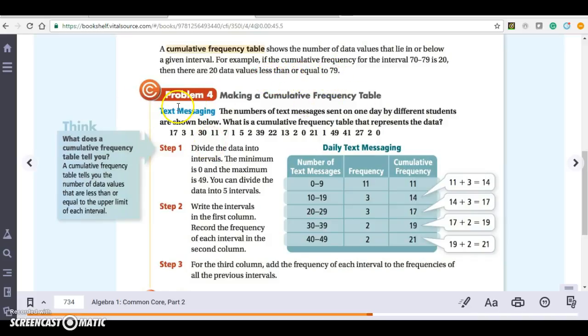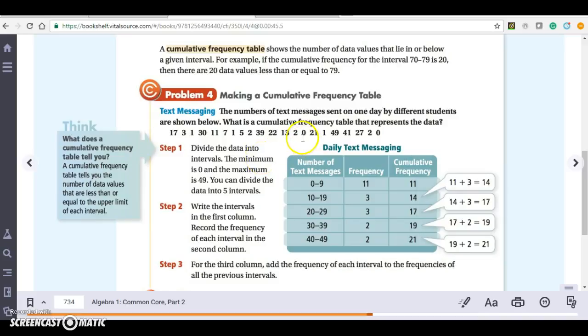Alright, so let's take a look at the example problem to maybe explain this a little bit more. Making a cumulative frequency table. Text messaging. The numbers of text messages sent on one day by different students are shown below. What is a cumulative frequency table that represents the data? So here are the numbers. And the first thing I need to do, of course, is divide it into intervals.